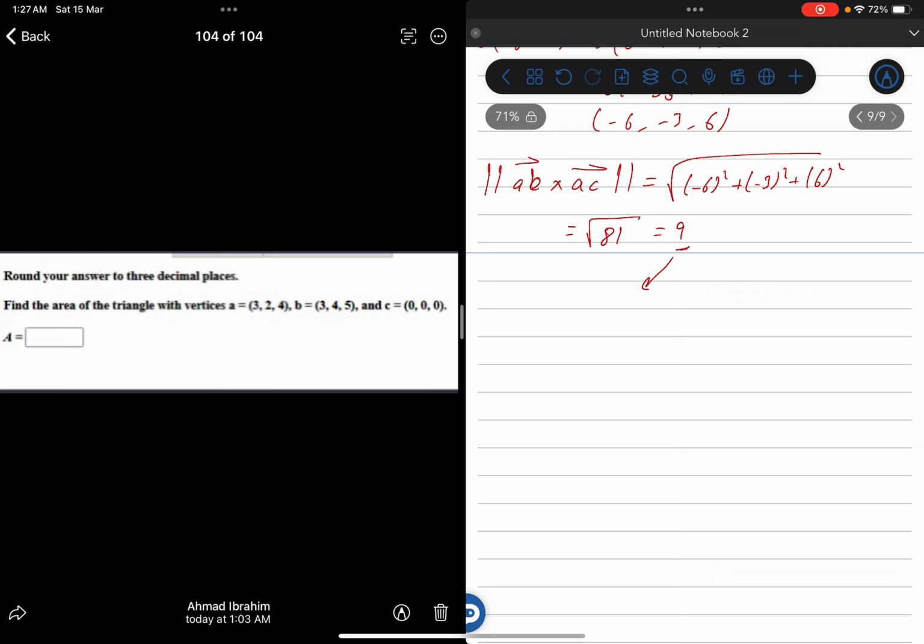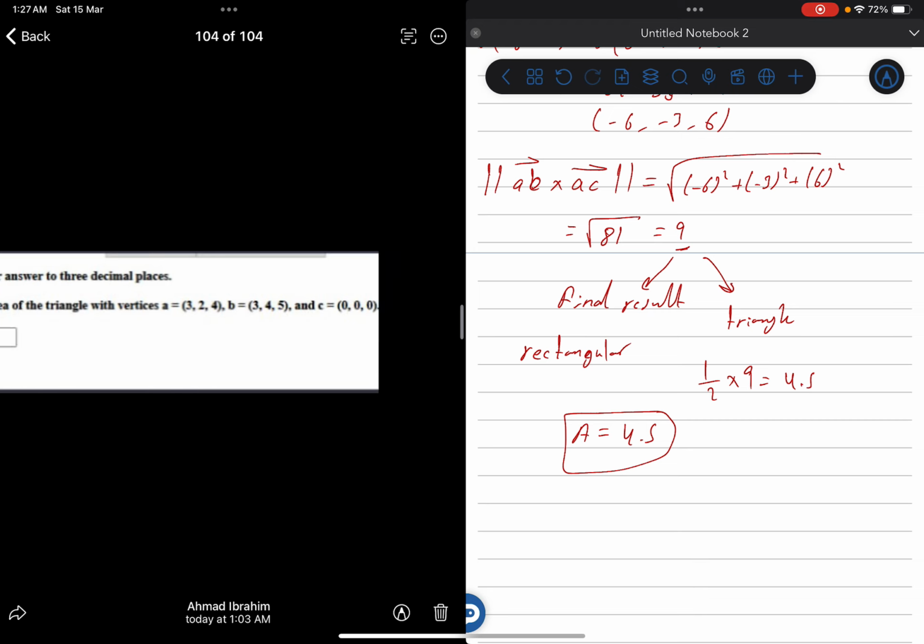So 9, it is the final result if he asks about the area of rectangle. But in this question he asked about the area of the triangle, so we have to multiply 9 by half, so it will be 4.5. So the area is 4.5. Okay, now we finish.